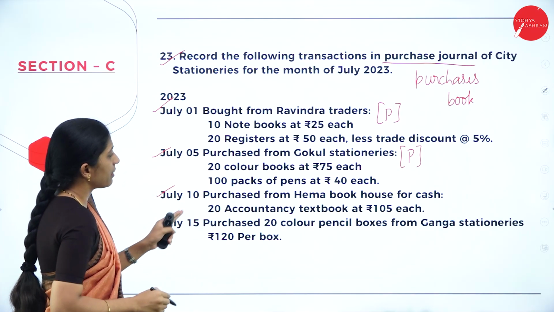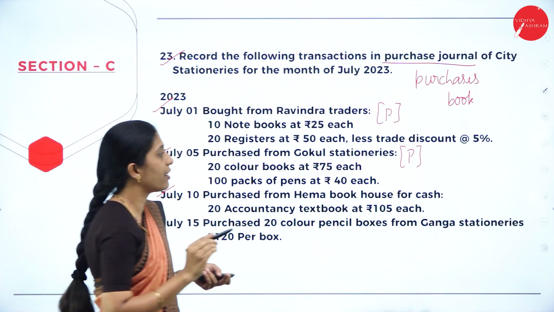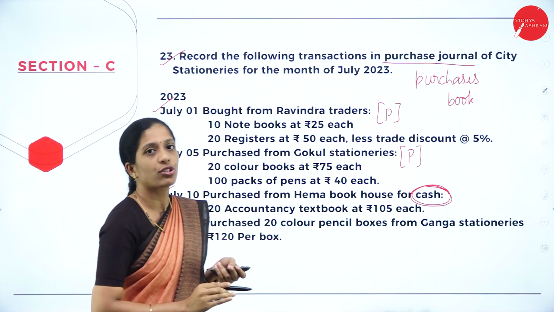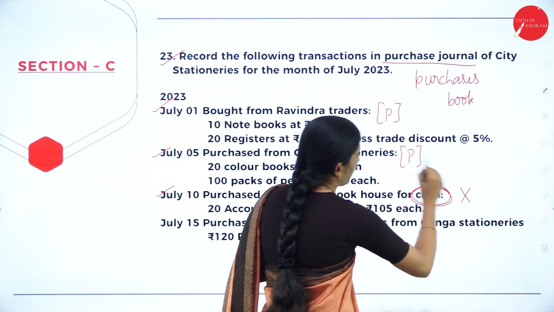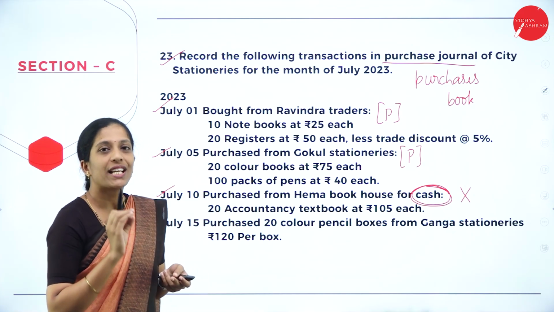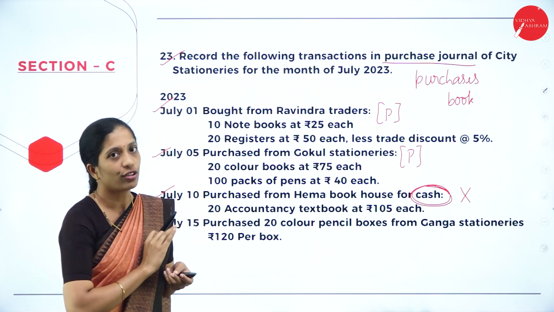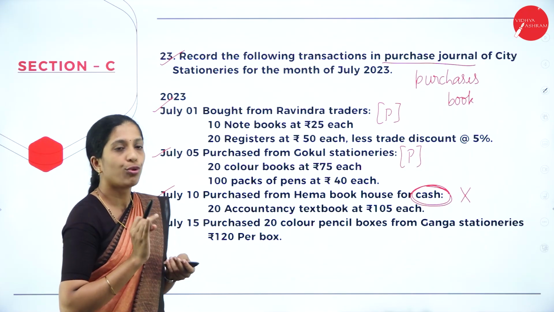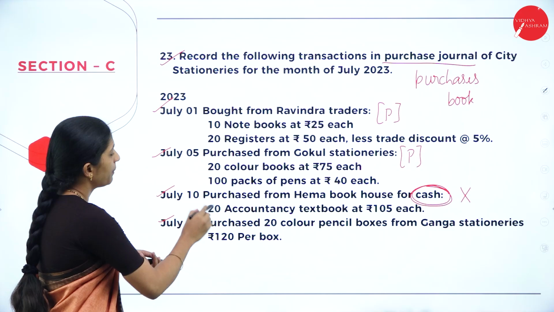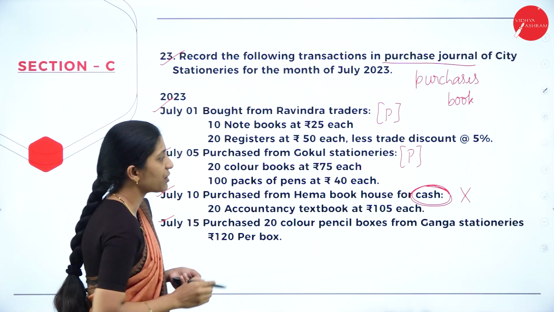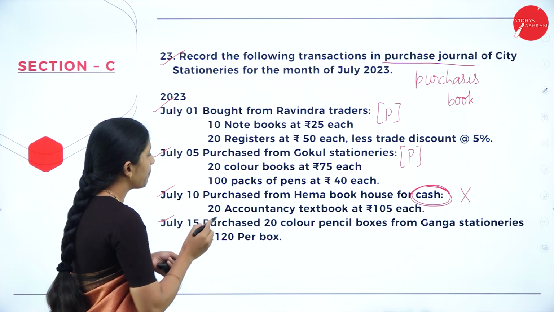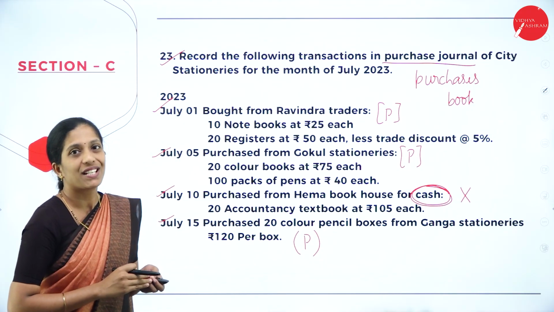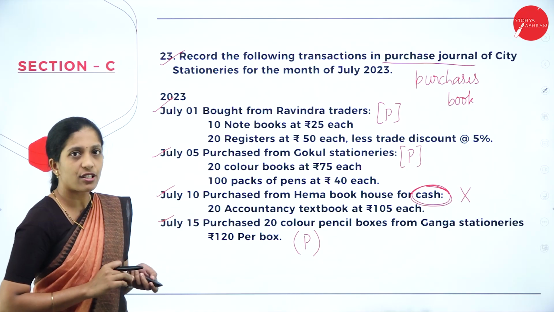Now coming to July 10th, purchase from Hema Book House for cash. Now remember this word, they have mentioned the word cash here. So it is a cash transaction. It is not recorded in your purchases book. Why? Because only credit purchase of goods should be recorded, not cash transactions. So it is not recorded, but still you have to write a note for it. Next, July 15th, purchase of 20 color pencil boxes from Ganga Stationeries, 120 per box. This has to be recorded in your purchases book since it is a credit purchase of goods. Okay, so let us see the solution for it.